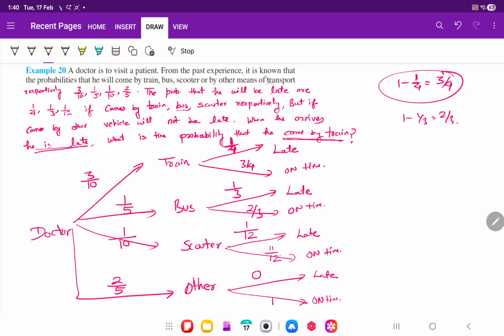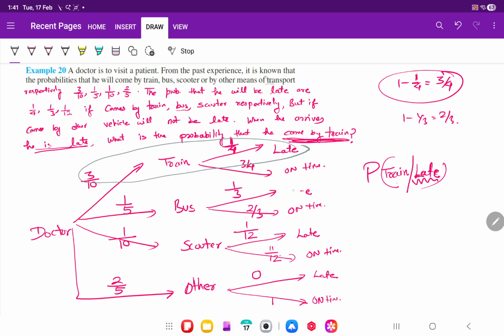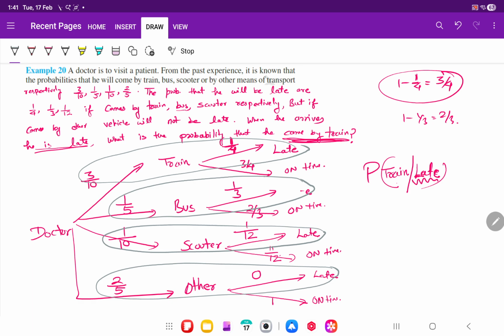So this is the entire table. We need to find the probability that he came by train, given that he is late. The condition is that he is late. So what are the possibilities that he is late? He came by train and late, or by bus and late, or he came by scooter and late, or he came by other means and late. These are all possibilities.